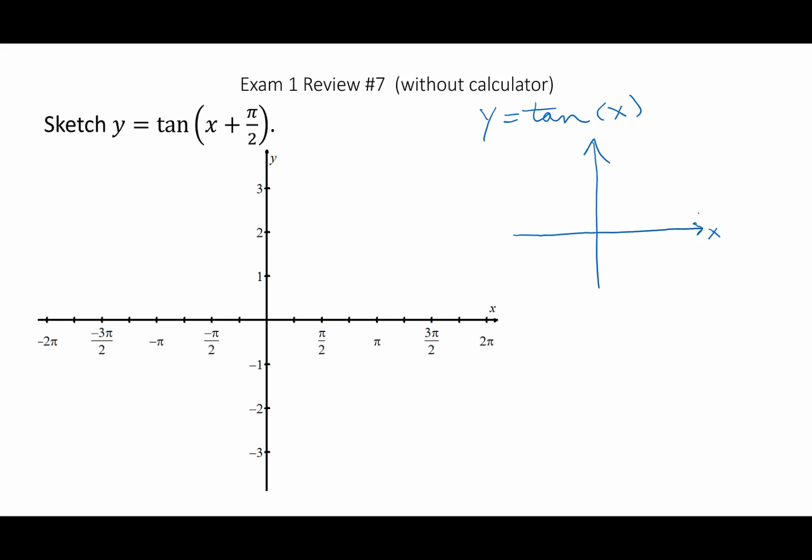this tangent function has a period of pi. We ordinarily would start at negative pi halves and go to pi halves. We'd graph a fundamental cycle from negative pi halves to pi halves with a period of pi. At negative pi halves and at pi halves, we're going to have vertical asymptotes.